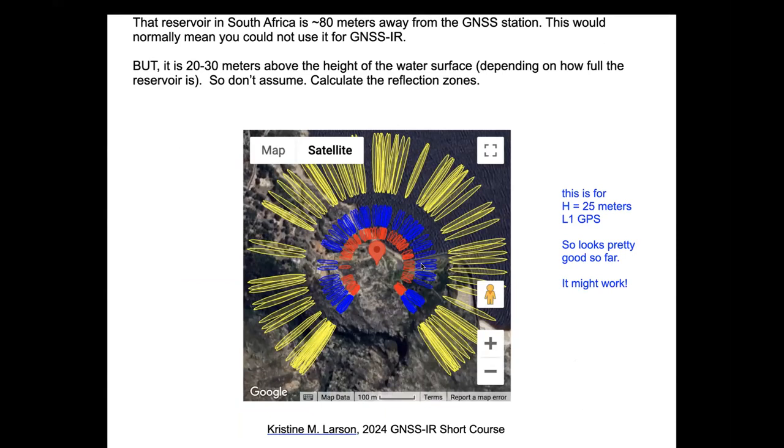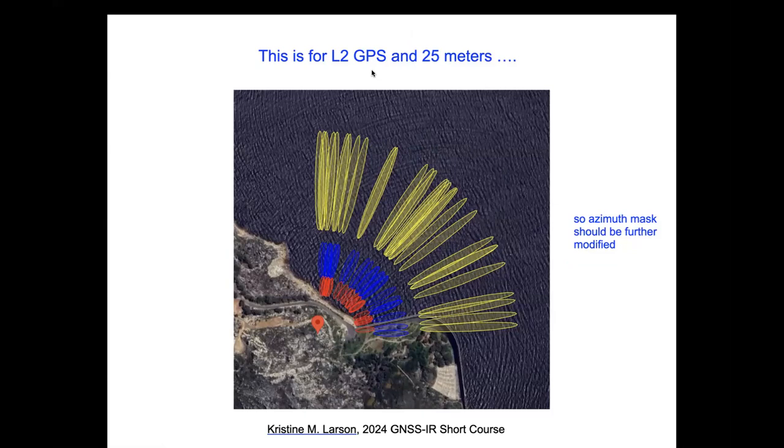Now, I knew that the reservoir at this point was about 25 meters above the water surface. And sure enough, the 5 degree and 10 degree ellipses look like they work. This is about 80 meters from the shore, though. So you wouldn't know that it works, but if you do the equations, it does appear to work. You can change the frequency. This happens to be L2 in GPS, and again, 25 meters. If you can see this on the screen, the yellow ellipses are actually hitting the land, as are the blue ellipses down here. So I'm going to have to change the azimuth there.